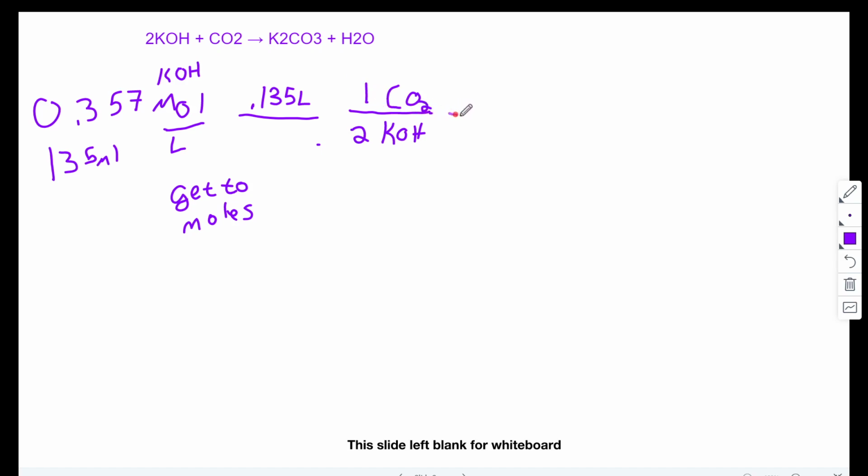And then we convert from moles, and it's asking specifically in the problem for grams, so we'll take 44.01 grams. Then we'll put moles. Okay, we multiply the top, divide the bottom, and then we should end up getting 1.061 grams of CO2.